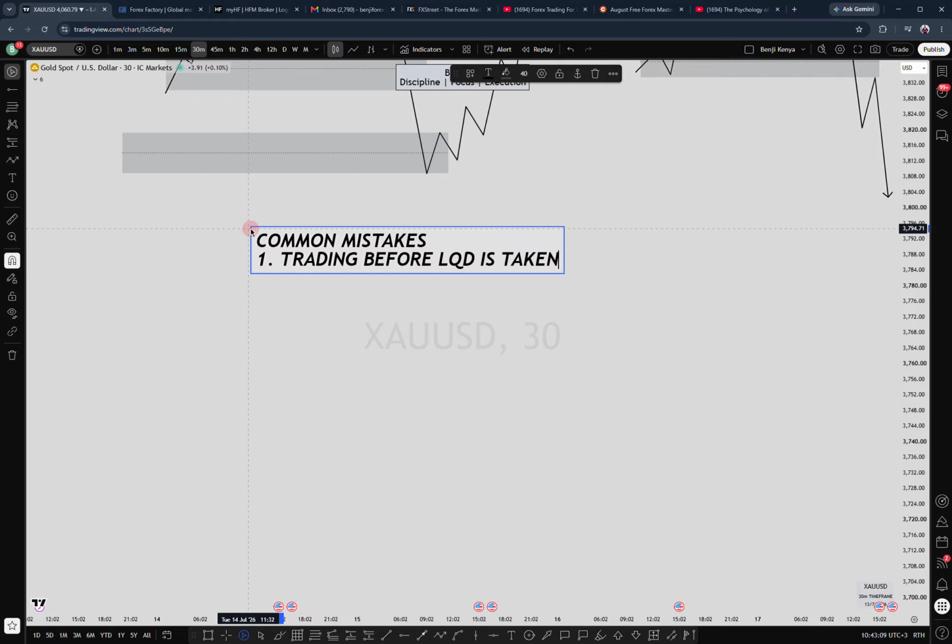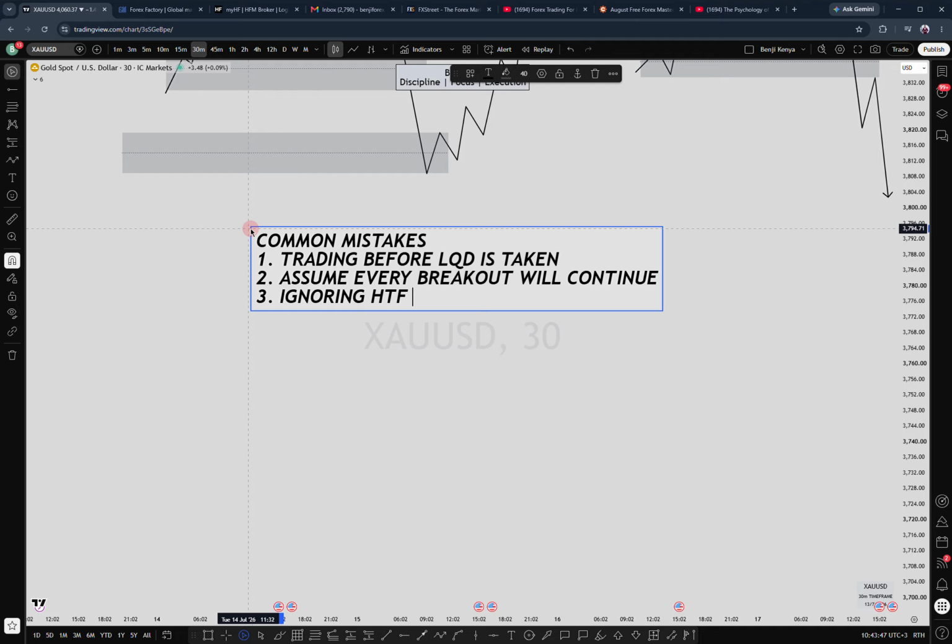So always and always wait for liquidity to be taken before you enter. So don't enter early, and also don't enter too late. Very important, okay? Another common mistake people make is to assume every breakout will continue, and you don't understand the concept of liquidity grab. So not every breakout is a genuine breakout. We have a difference between liquidity grab and liquidity run. Okay, the other thing is also ignoring higher time frame liquidity or higher time frame bias.